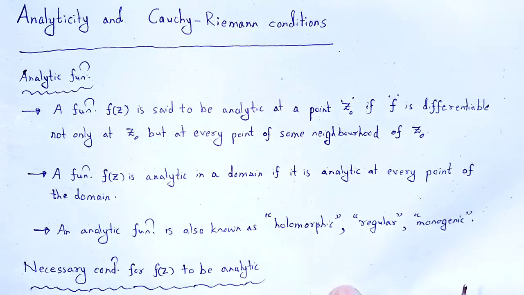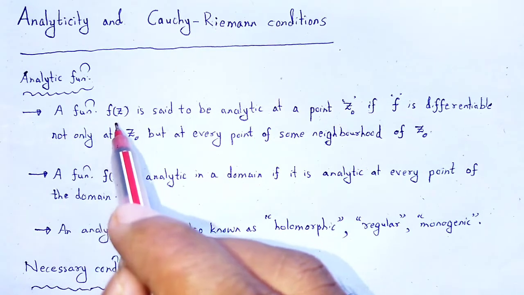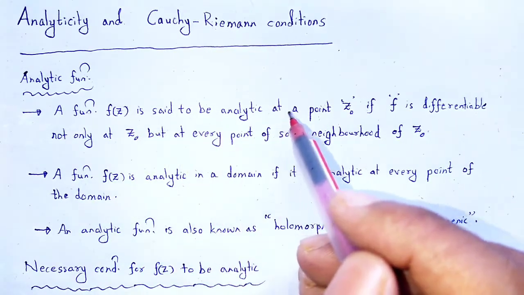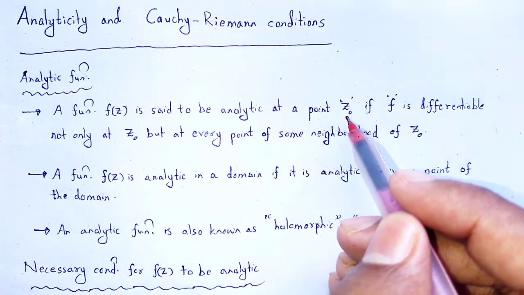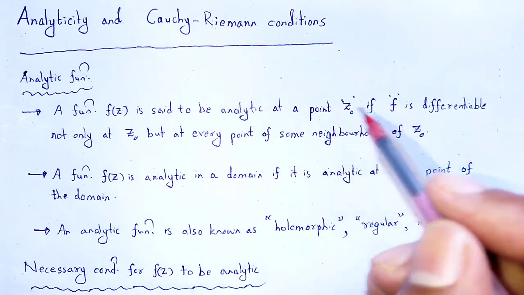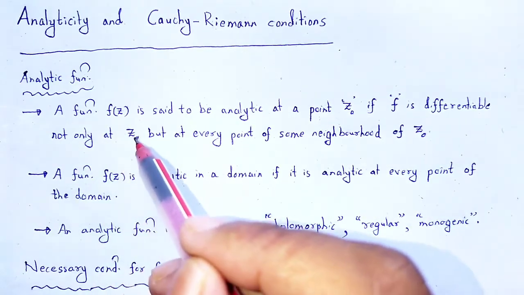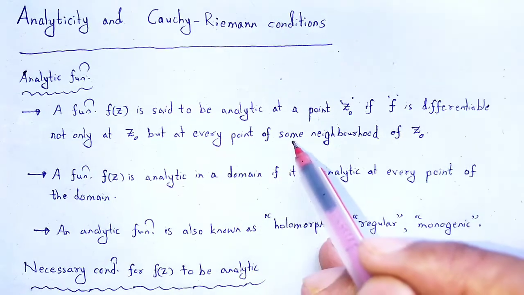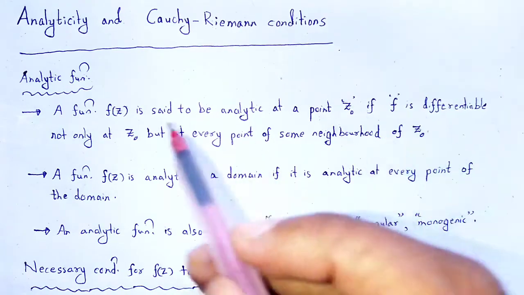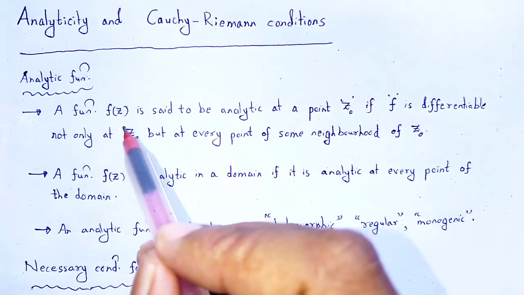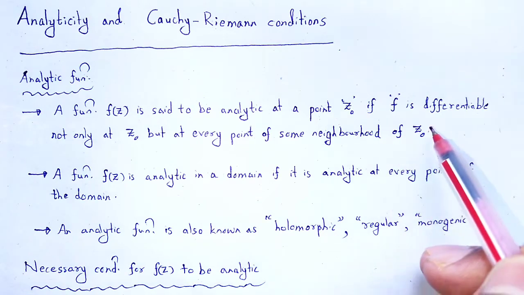What is an analytic function? In complex variables, a function f(z) is said to be analytic at a given point, let's say z0, if that function f(z) is differentiable not only at the point z0 but also at every point of some neighborhood of z0.